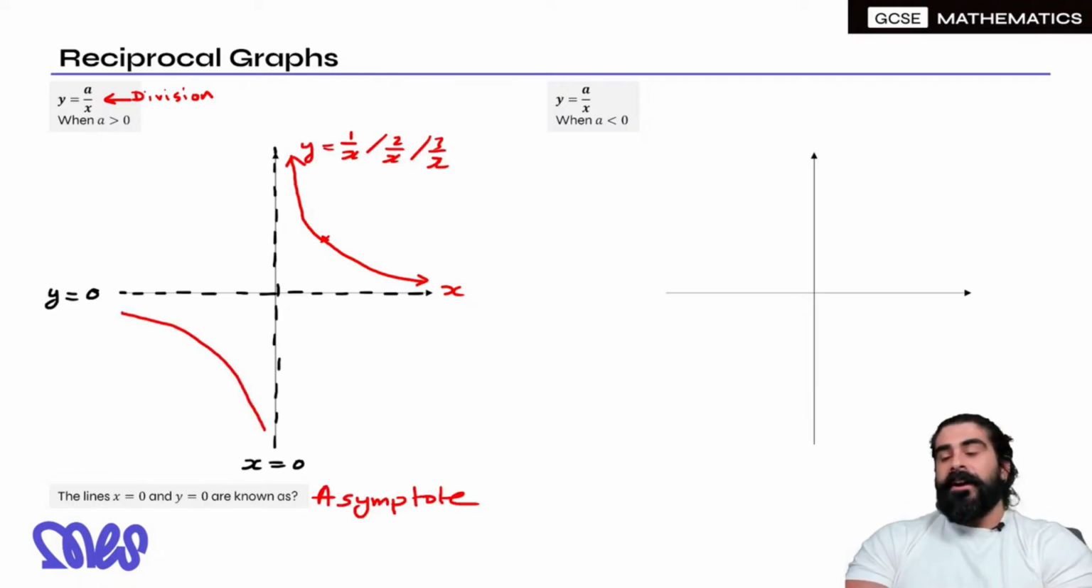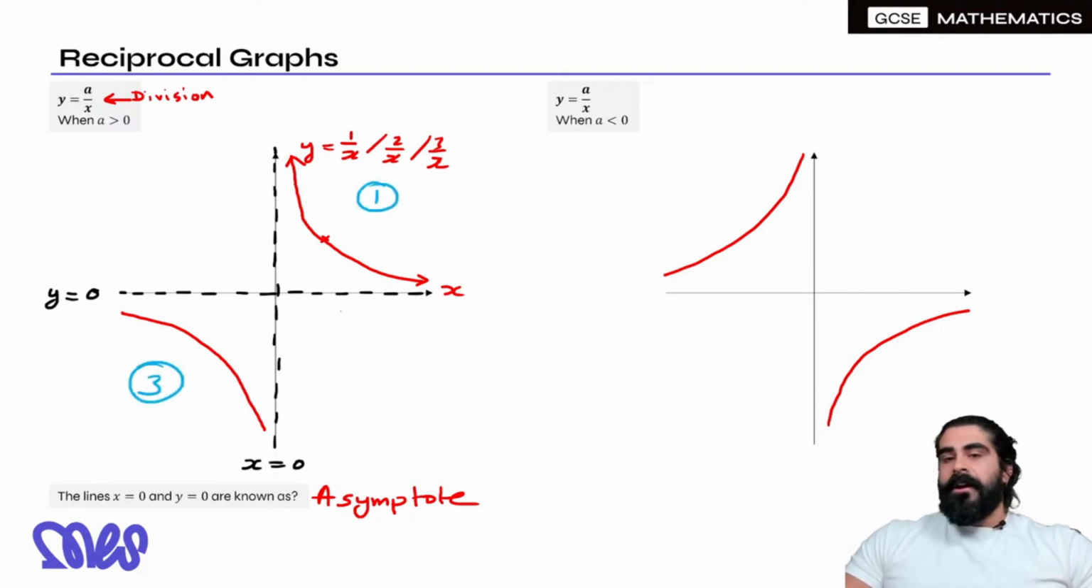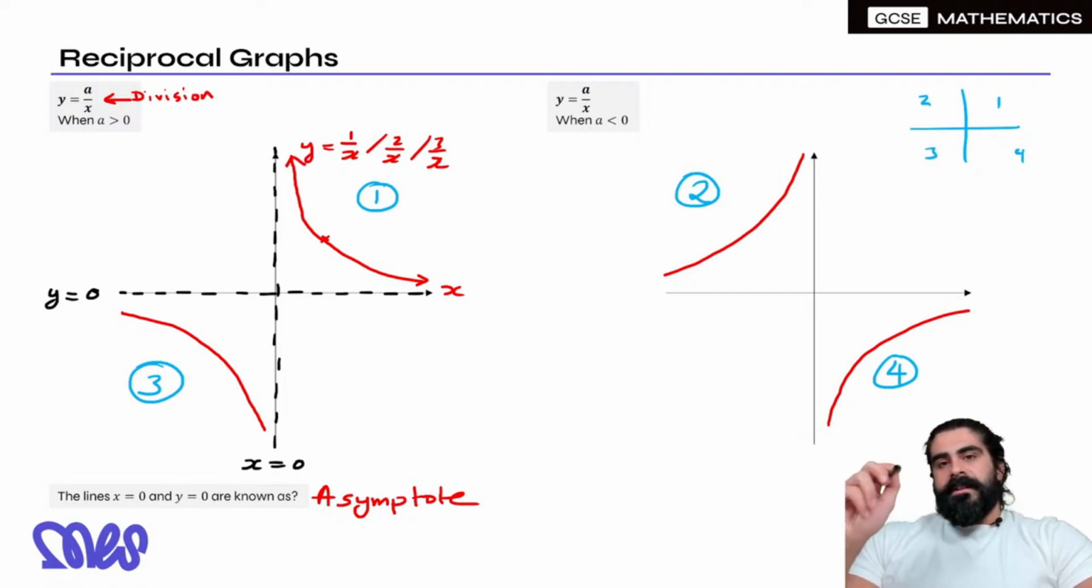Now, very simply, when we look at y equals a over x when a is a negative number, it looks exactly the same. It just goes in the opposite two quadrants. So positive reciprocal graphs are always in quadrants 1 and 3. For negative reciprocal graphs, it's always in quadrants 2 and 4. The quadrants go like this: 1, 2, 3, 4 in maths. So always remember, positive reciprocal graphs are in quadrants 1 and 3. The negative reciprocal graphs are always in 2 and 4.